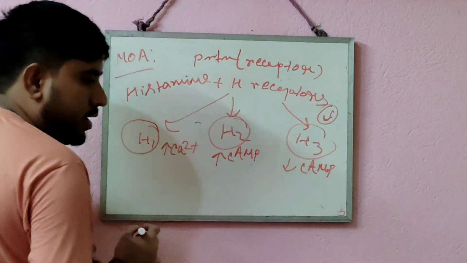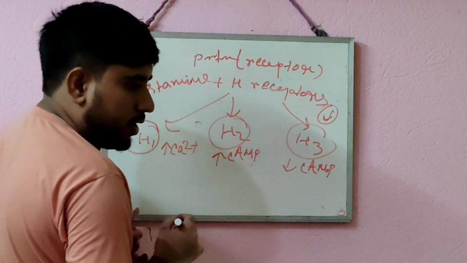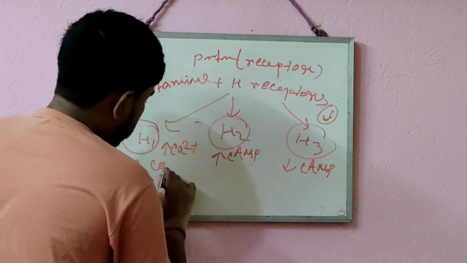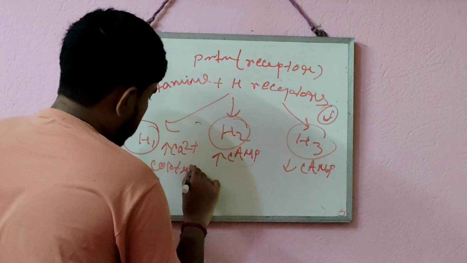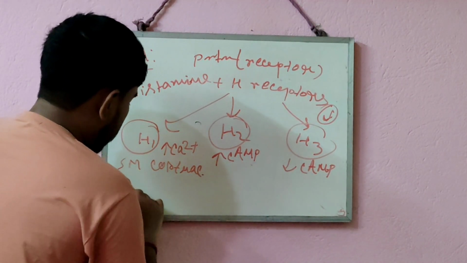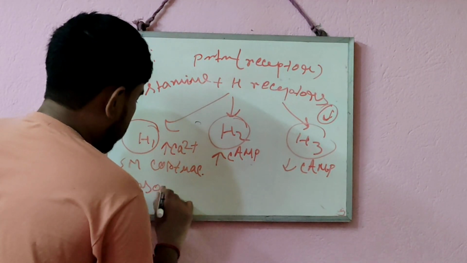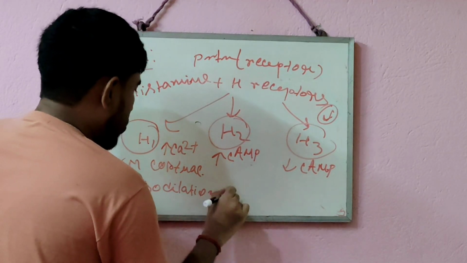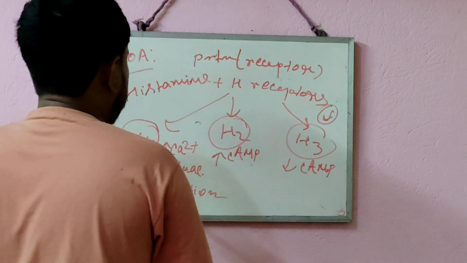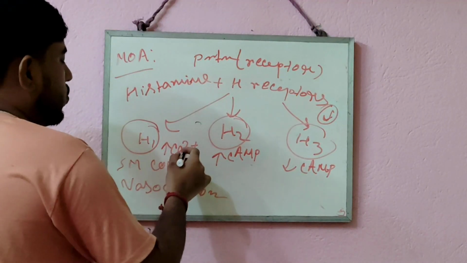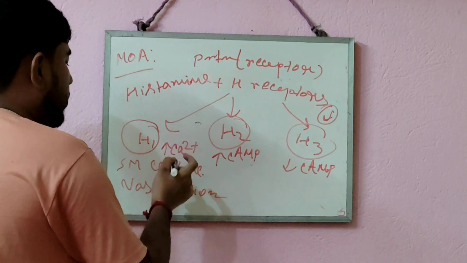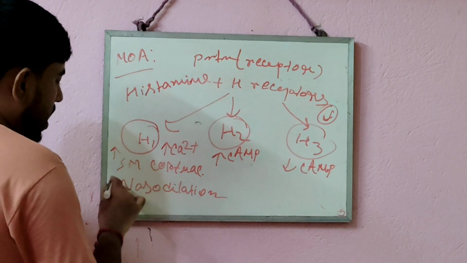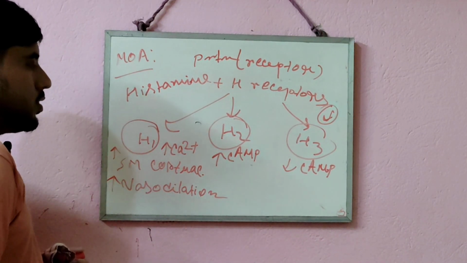Now we are going to discuss what actions they show when they bind with those receptors. When histamine binds with the H1 receptor, it generally causes smooth muscle contraction and promotes vasodilation. So when histamine binds with the H1 receptor, it increases the amount of calcium influx, which leads to increased smooth muscle contraction, and it will promote vasodilation.